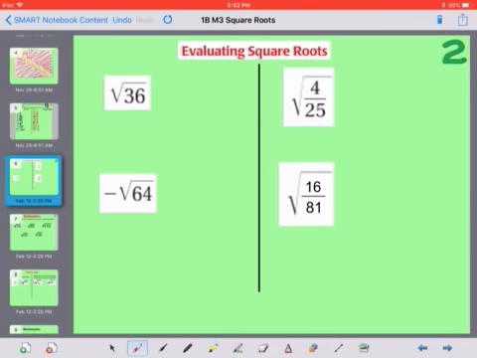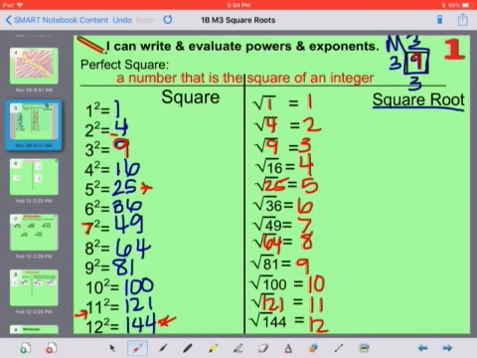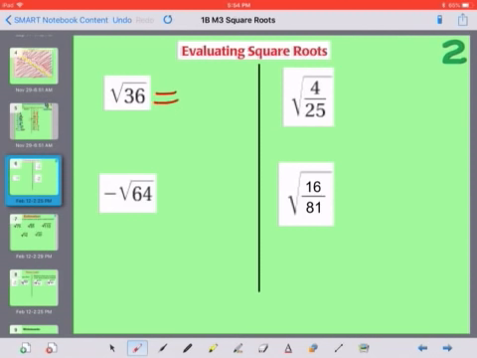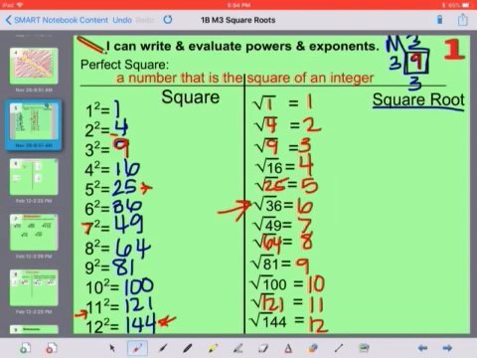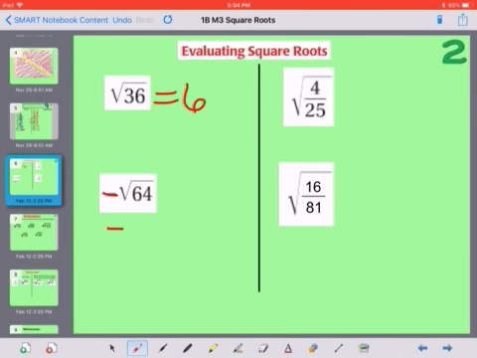It says, what is the square root of 36? You can either think in your head or look at our chart. We know 6 times 6 is 36, so the answer is 6. I'm going to go straight down here. We just have the negative square root of 64, so I know my answer is going to be negative. The square root of 64 right there is 8, because 8 times 8 is 64.